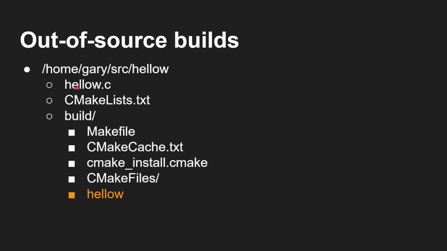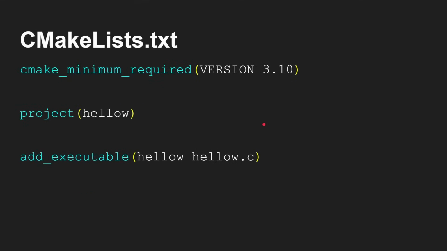So there we go. My hello world source code is in this upper directory. The CMakeLists.txt file is there, and then everything else happens inside the build directory. Now this is what a CMakeLists file looks like. This is the bare minimum. Hello W is our project. Hello W and hello W.c.